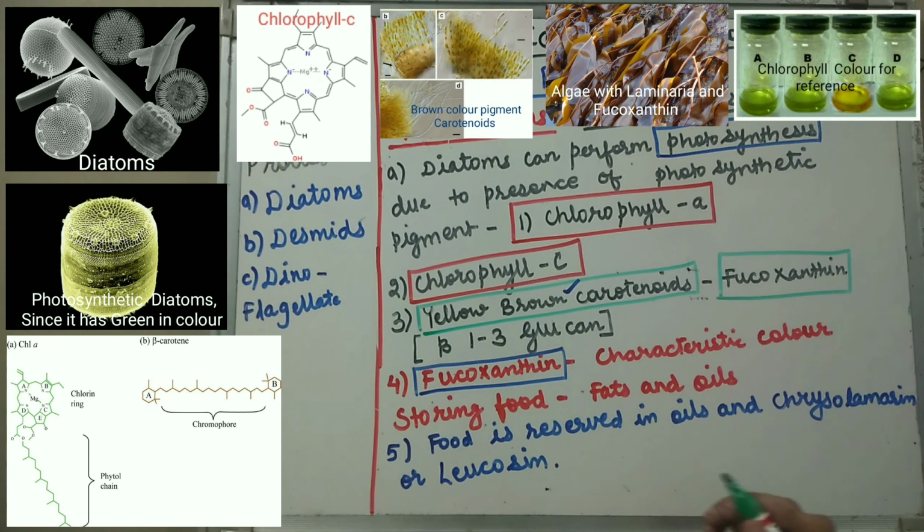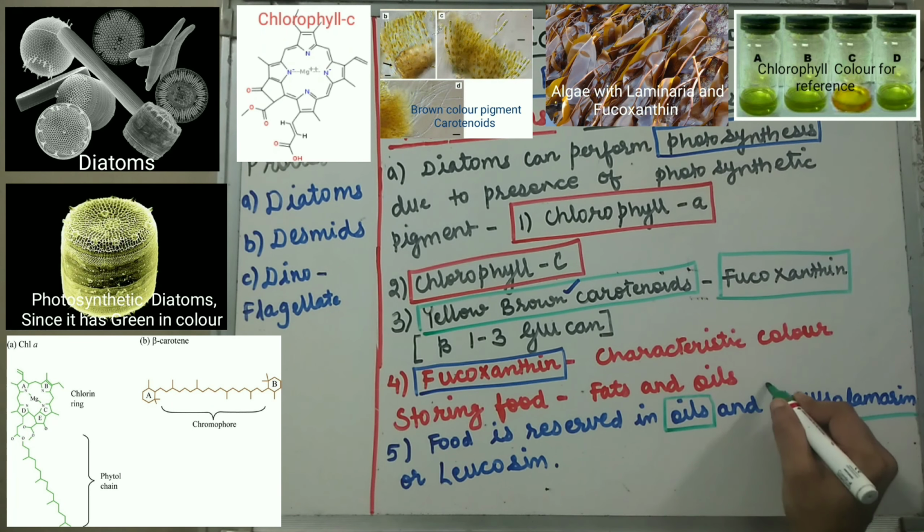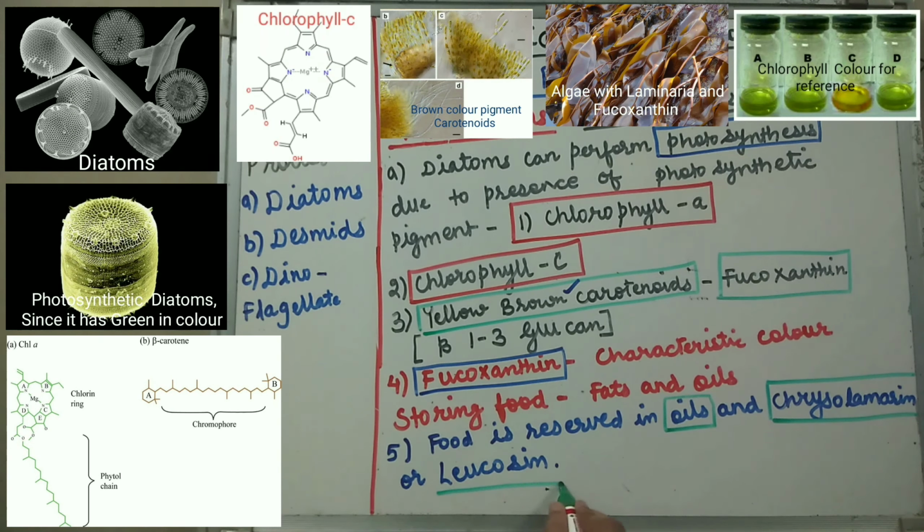So the food material they store is finally in the form of oils, and also in the form of fats, and the oil which they store will be in the form of chrysolaminarin. This word again becomes important, and it is also known as leucosin. So this is what stores the food in this particular form.